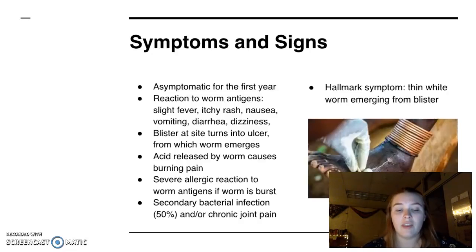So you get a slight fever, an itchy rash, nausea, vomiting, and diarrhea. And there's also that blister, because the skin is getting messed up and it's painful. So that blister turns into an ulcer, an open sore, and then the worm starts to come out, which is the hallmark symptom of this disease.